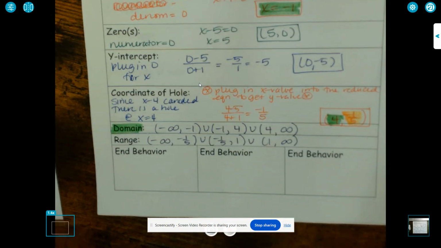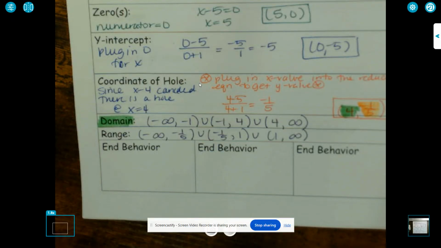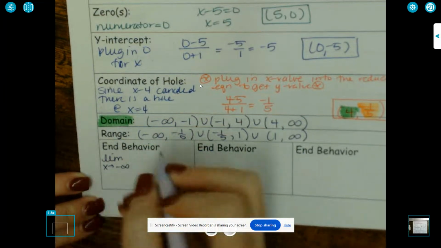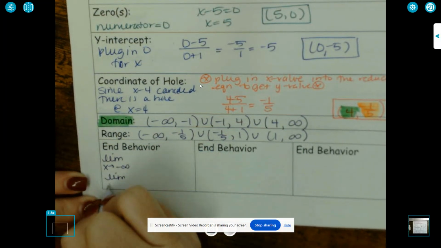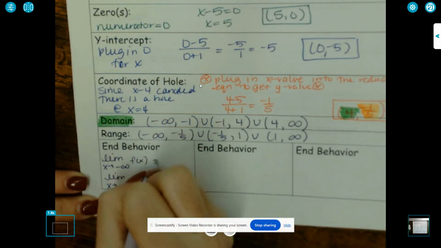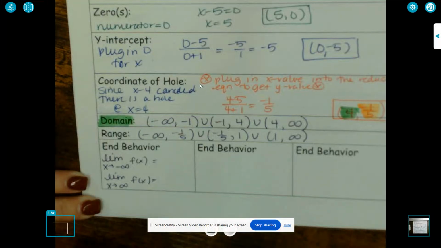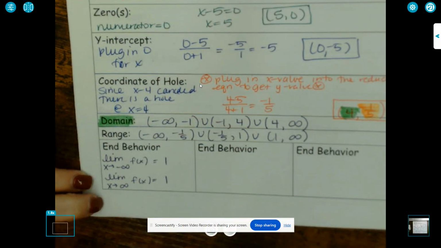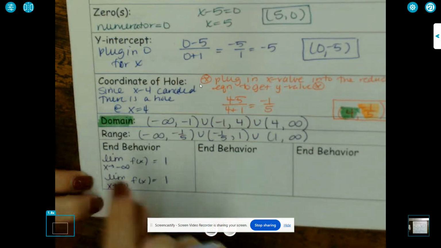Okay, and then in behavior. All right, so in behavior, you're going to look at a couple of things. Remember, if we have asymptotes, so we have a horizontal asymptote at y equals 1, that means the limit as x approaches negative infinity and the limit as x approaches positive infinity of our function, which is f of x, are going to approach that asymptote because it's a horizontal asymptote. All right, so that's our ends.